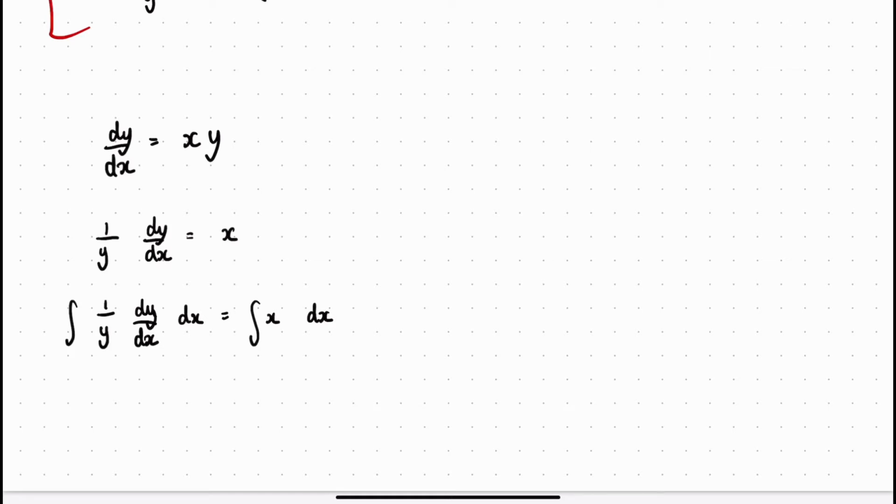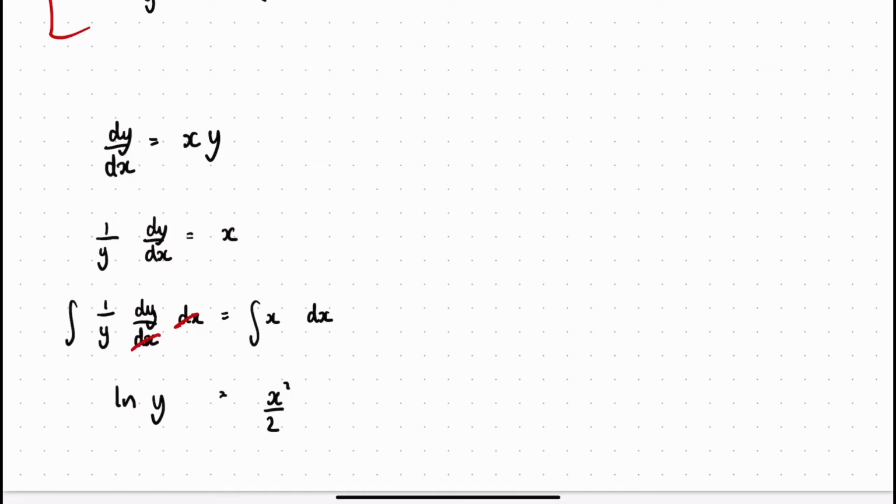Well, as we saw a second ago, the dx's cancel out here, so what we're actually doing on the left hand side is integrating 1 over y with respect to y. And 1 over y, when integrated with respect to y, is natural log y. And the integral of x with respect to x is x squared over 2.